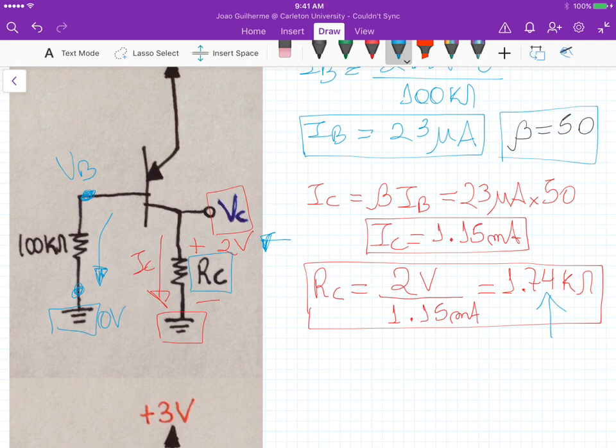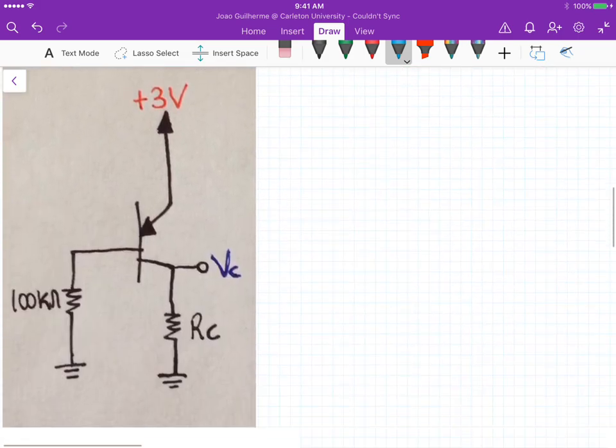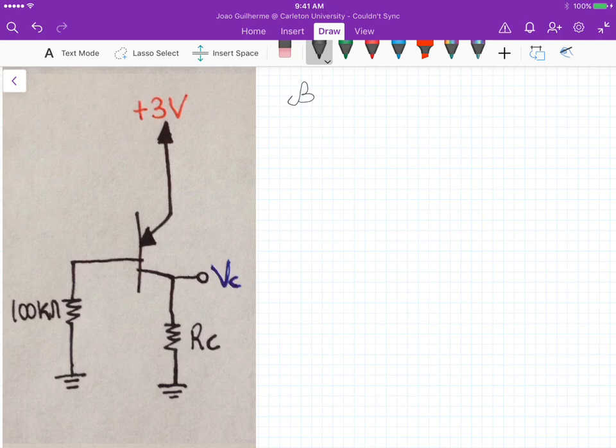Okay. Now we have selected our collector resistance, and the second part is, what if we change beta in the circuit? What if we change beta to be 100 now? What happens to VC? Now if we change the value of beta, remember that the current at the base here doesn't depend on the value of RC. So we still have IB equal to 23 microamps.